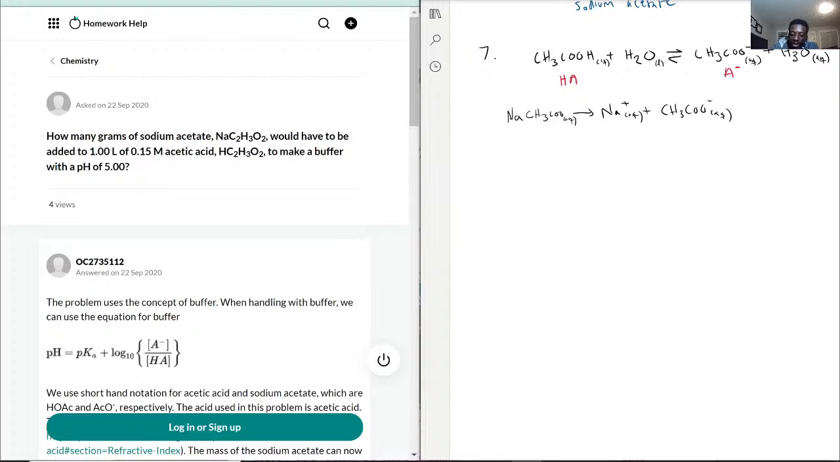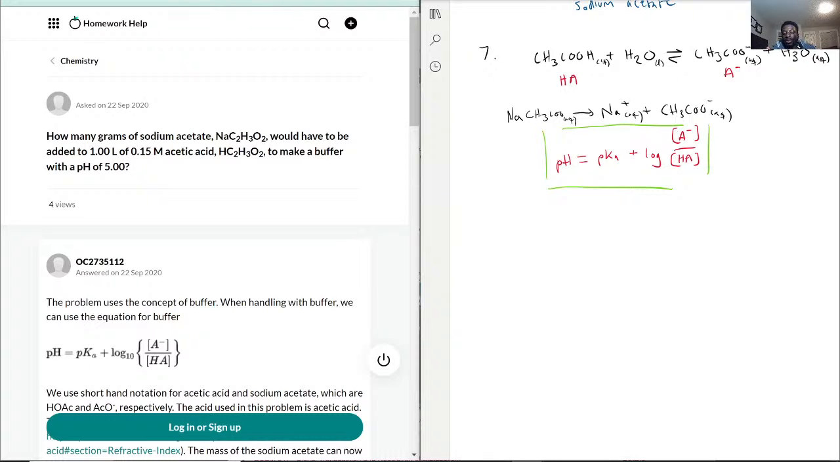To find out the pH you want for the buffer solution, the formula you use is: the pH you want is equal to pKa, which is the dissociation constant for that acid in question, in this case acetic acid, plus log of A minus over HA. That is how you'd write it, and this is the formula you'd use to calculate it.